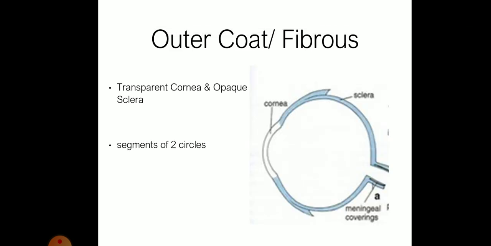Then what makes it so? Both are formed by collagen fibers, but the transparency is due to the regularity of arrangement of the collagen fibers. Here, the collagen fibers are arranged in a peculiar, regular manner that permits light and makes it transparent, whereas in the sclera, they are haphazardly arranged and make it opaque. That is the main feature of the cornea.